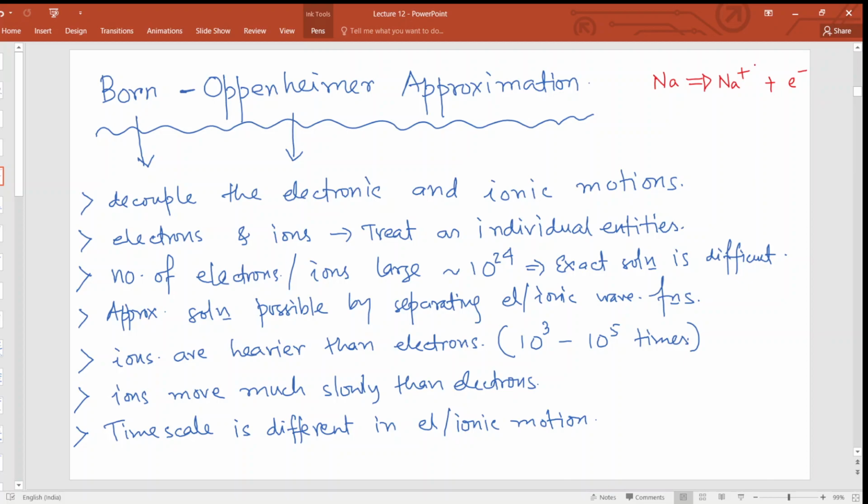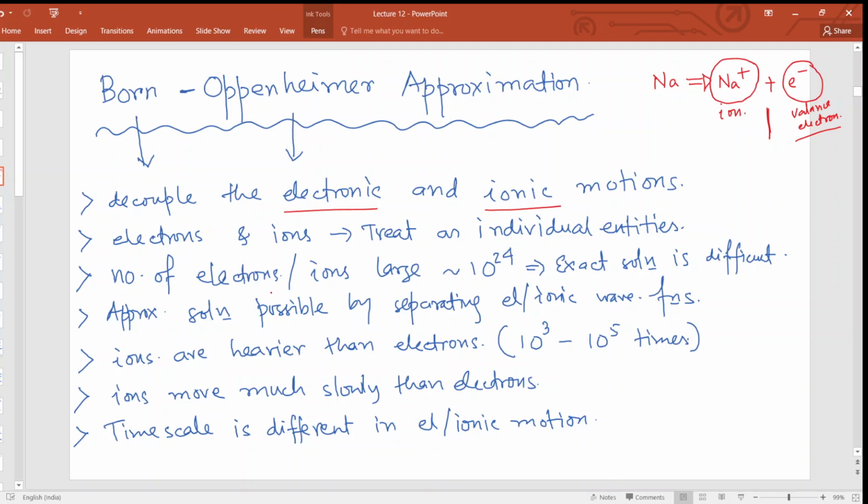Is this part clear? So this is my ion and this is my valence electron. Here what we are doing is decoupling the electronic and ionic motions. We are saying that these are separate entities. The second point is also saying the same thing.